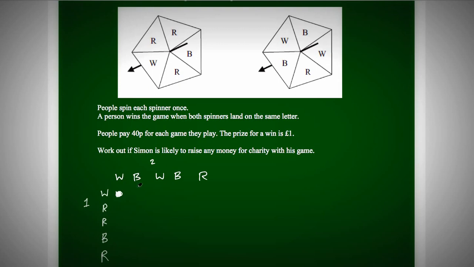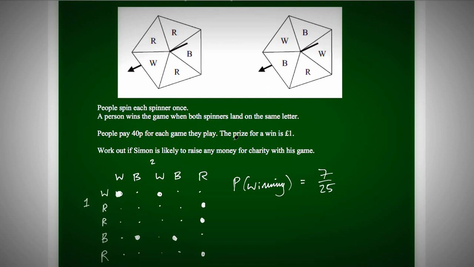W, again, B and B. W and W again. B and B again. And R with R, R, and the other R here. In total, I would have 25 possible outcomes, 5 times 5. And 1, 2, 3, 4, 5, 6, 7 of those are the same letters. So probability of winning equals 7 out of 25.